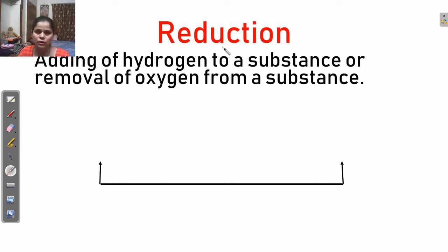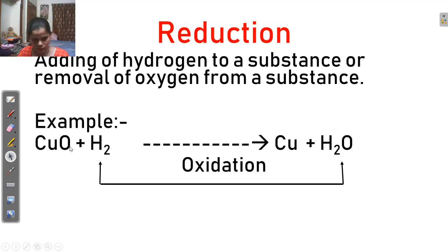This process is a reduction, and reduction is exactly opposite to the oxidation. In the oxidation, adding of the oxygen and removal of the hydrogen, and in a reduction, adding of the hydrogen and removal of the oxygen. So let's see the example here. In this equation you can see both oxidation and reduction. Here the copper oxide compound combines with the hydrogen and forms the copper plus H2.